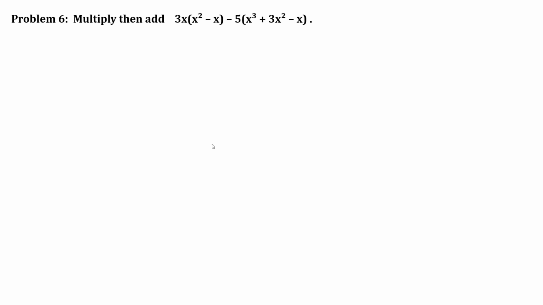All right, and then problem 6 says multiply then add. You have 3x times quantity x squared minus x minus 5 times quantity x cubed plus 3x squared minus x. The first thing I'm going to do is rewrite the problem. 3x times quantity x squared minus x minus 5 times quantity x cubed plus 3x squared minus x.